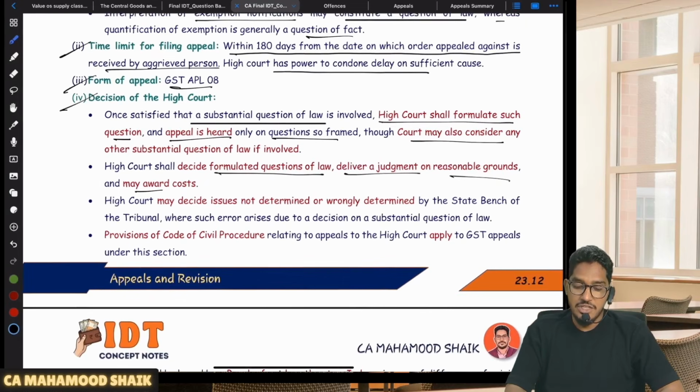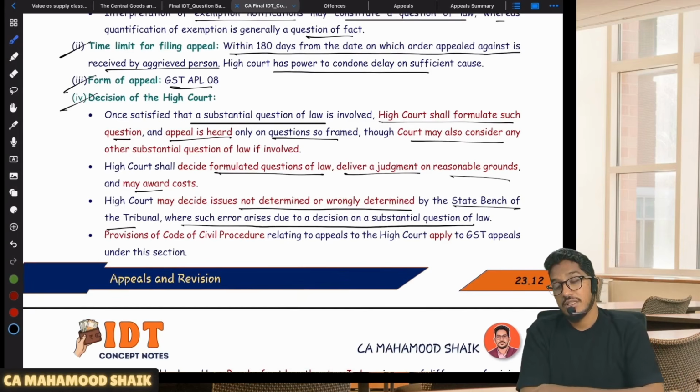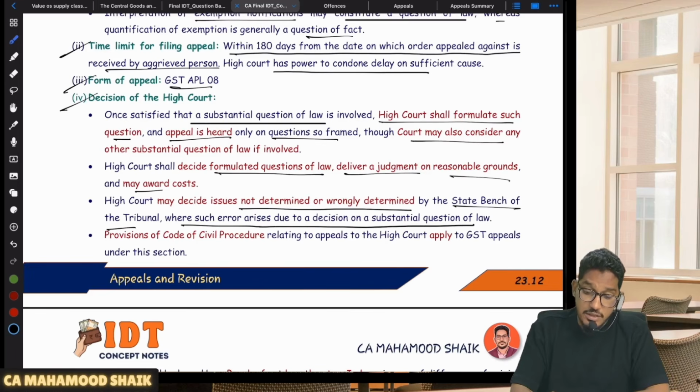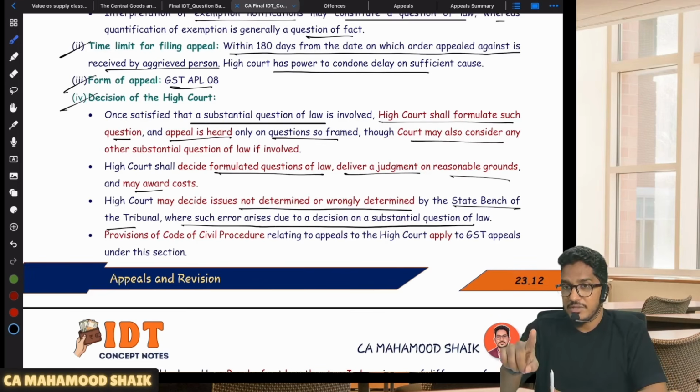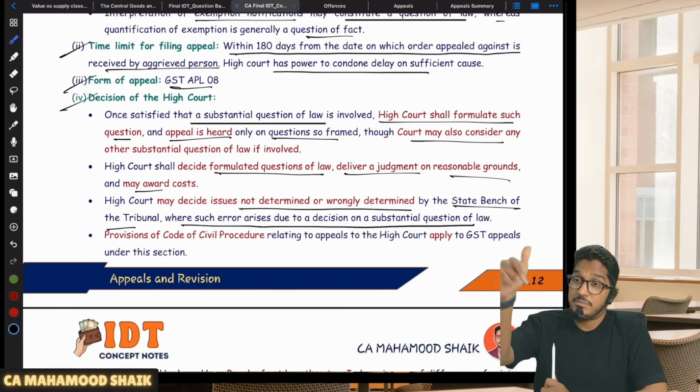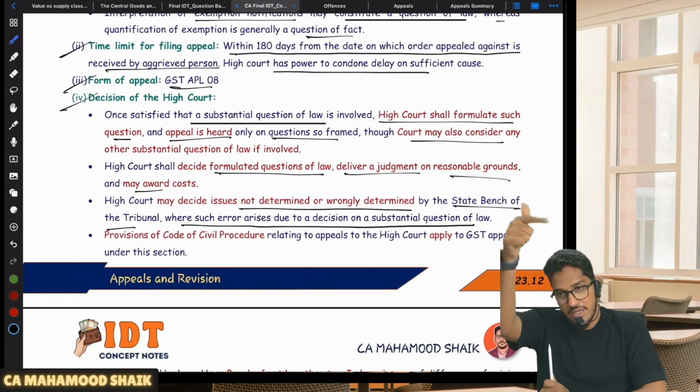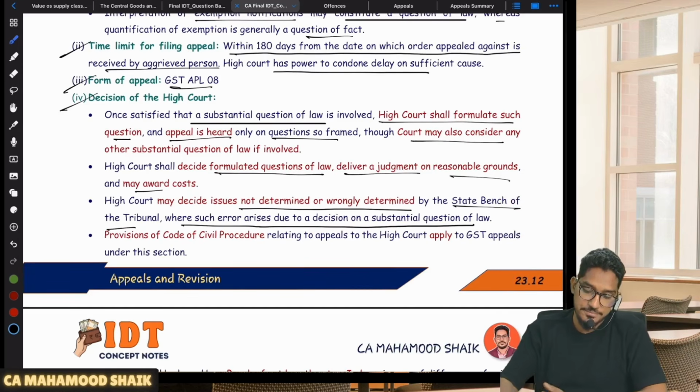The High Court may decide issues not determined or wrongly determined by the state bench of the tribunal, where such error arises due to a decision on the substantial question of law. That means a decision has already been passed by the state benches of the tribunal. Some issues are not determined by the state benches. Now they can redecide them. Whatever has been missed out by the state benches of the appellate tribunal, that also they can consider here.